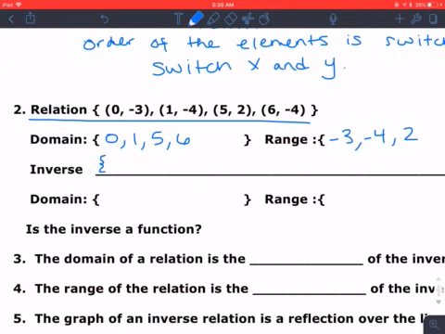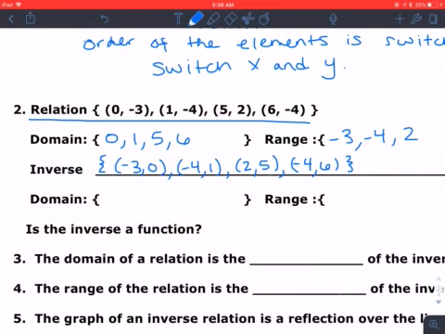So I'm just going to take the ordered pairs. Instead of 0, -3, I'm going to have -3, 0. -4, 1. 2, 5, and -4, 6. So this is the inverse of that relation.